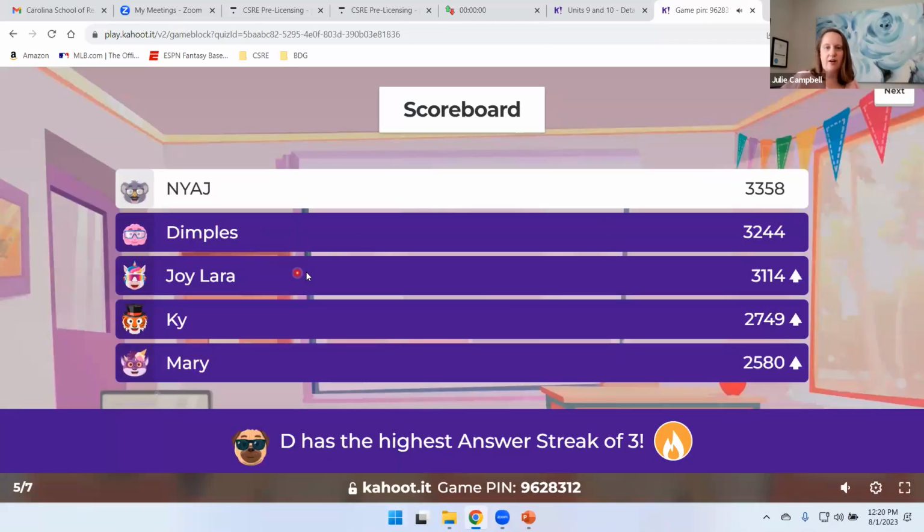Nige and Dimples are still on top. Joy, Laura came up. Kai came up. Mary's on the board. D is our highest answer streak. They're on fire with 3 in a row.